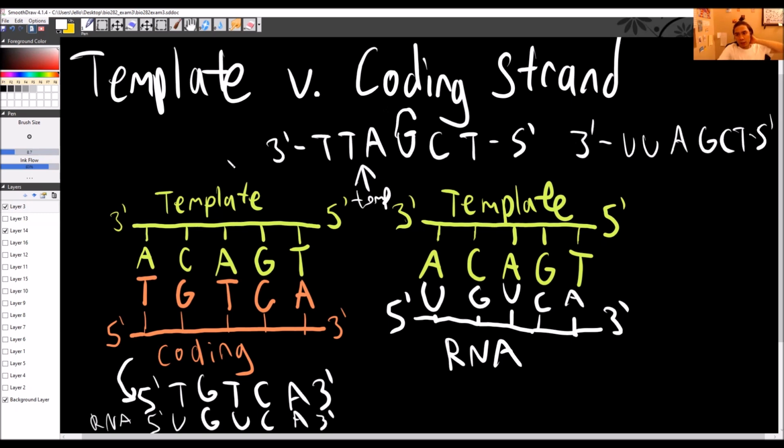So a lot of times, to keep things simple, you're given something like, okay, this is a coding strand of the DNA section as transcribed. What is the amino acid structure produced from it? You wouldn't have to take the additional step of transcribing it per se, because all you have to do is replace the T's with the U's. But if you were given a template strand, you would.